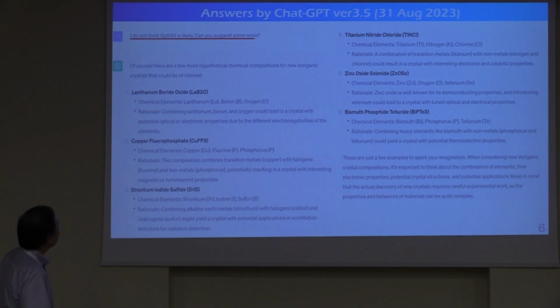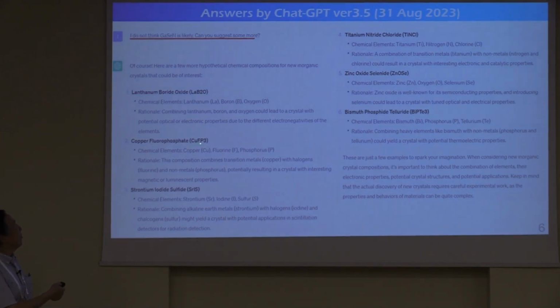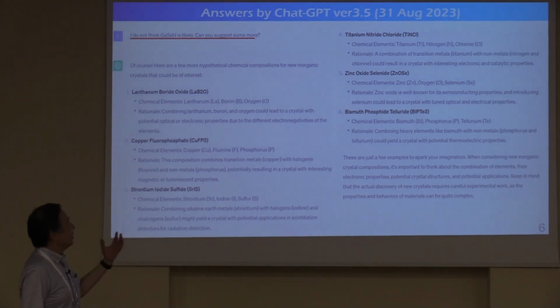So I asked another question. I do not think gallium selenium nitride is likely. Can you suggest something different? And the answer was, of course. Here are a few more hypothetical chemical compositions of new inorganic crystals, lanthanum and boron 2O, copper Fp3, and many others. Those materials, I cannot judge whether they are really useful or not. It's difficult to say whether it's fake or not, but they suggested something.